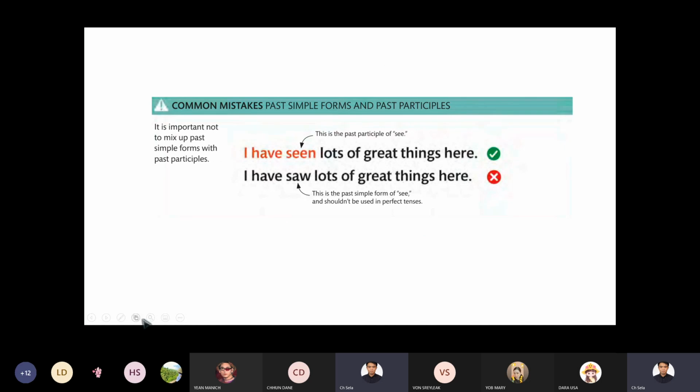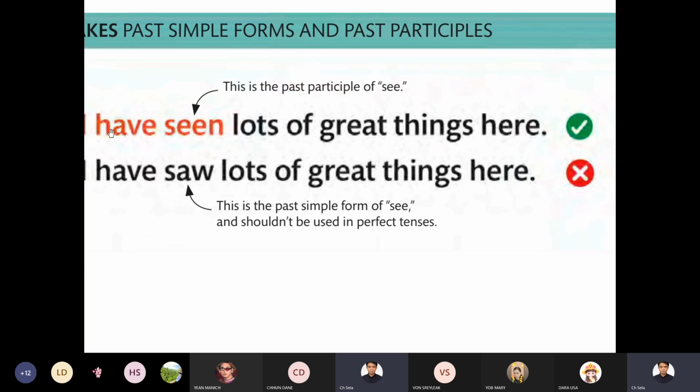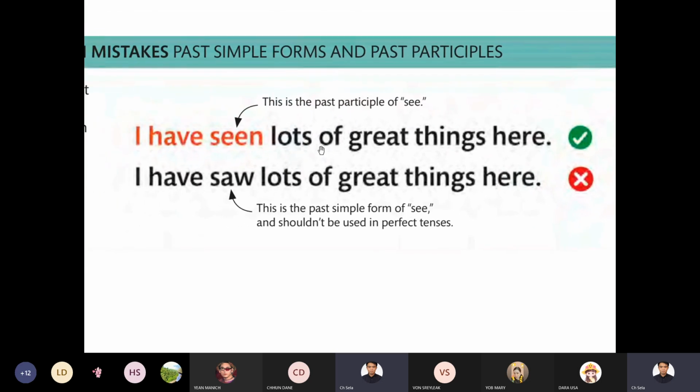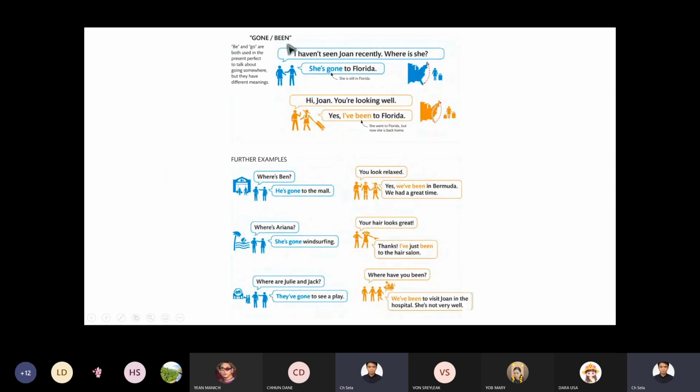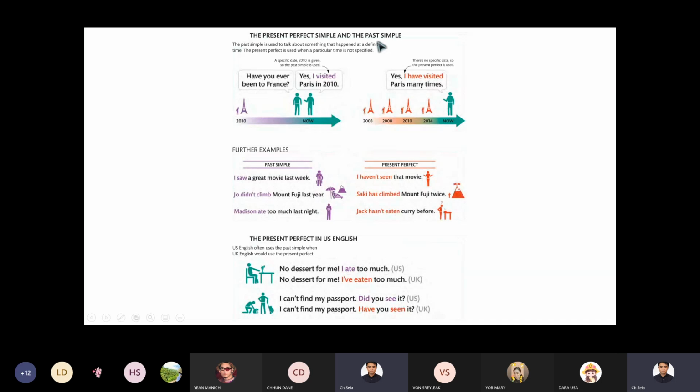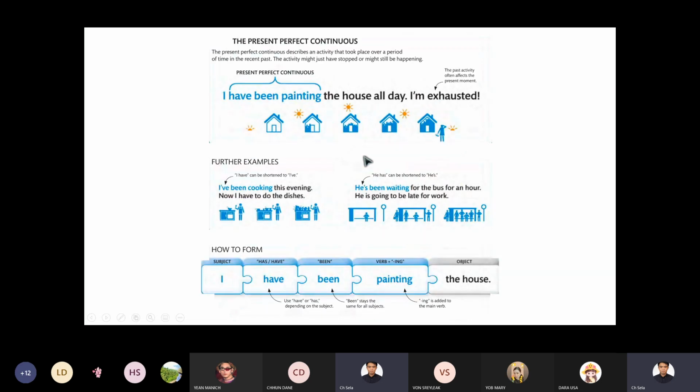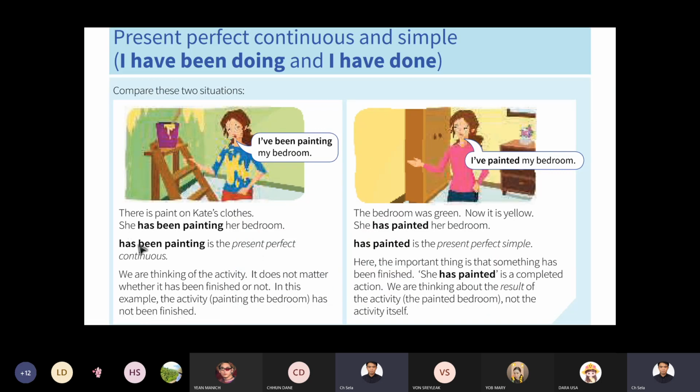All right, a mistake people often make with the present perfect, you can see here. I have seen a lot of great things here. This is correct, the first one, but I have saw is incorrect because saw is the past form of the word see, not the participle, verb 3, here. So be careful with that one. There will be the words gone, been, and we have present perfect simple and past simple. You can read more about the difference between present perfect and past simple. I don't explain as much. You can learn more by yourself when I send it to you.